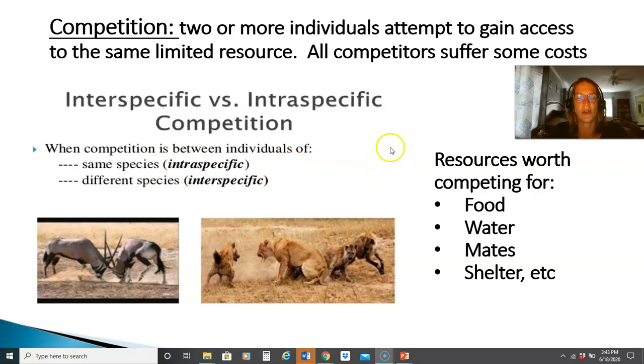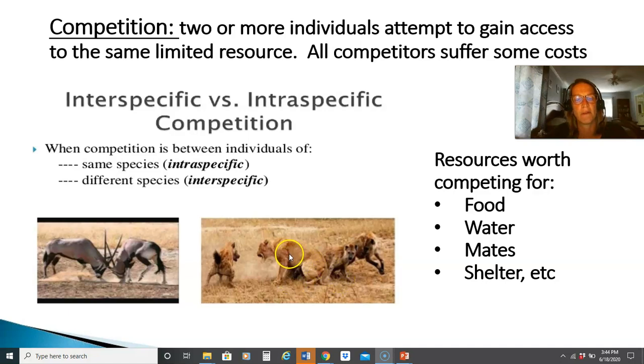And so that can occur as long as the individuals are attempting to gain access to the same resource. Both of those things count as competition. Down here we see two, I'm not sure what kind of ungulates these are, but they're some African ungulate, and they are fighting, two males fighting possibly for access to a female, but they are definitely of the same species. So that would be intraspecific competition.